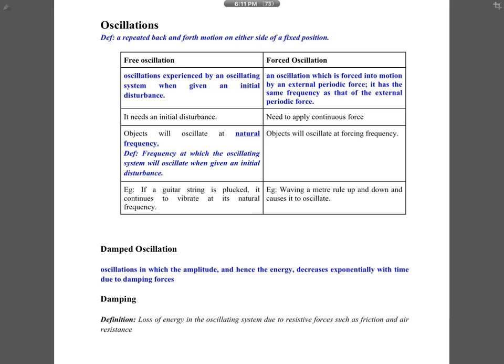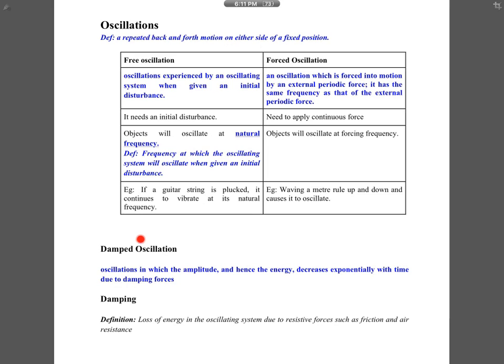Okay? Now, let's talk about free oscillation first before we talk about forced oscillation. Whenever you give an oscillating system an initial disturbance, it will oscillate. But can it oscillate forever? It will die off. Why does it die off? It's because energy is lost. And when energy is lost, we call it damped oscillation.